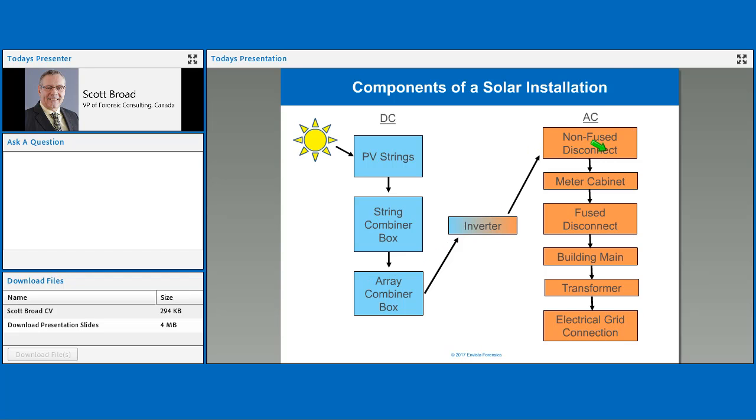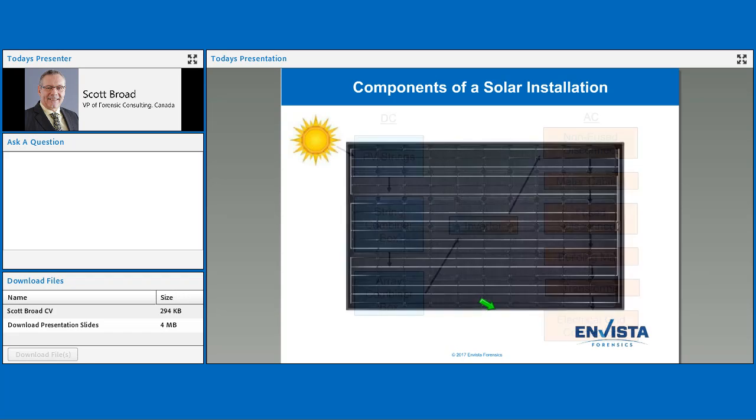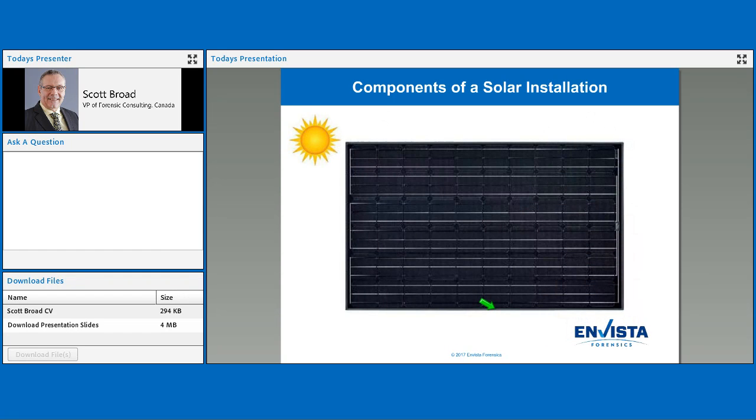These are the disconnect switches to allow you to disconnect from the grid. This is all part of electrical safety code. Into metering cabinets, into fuse systems, into the building power, to the transfer to the grid. So these are the boxes I said that fell in between. And again, there are numerous setups for this, which is why I basically just touch on it. It's a whole course into itself.